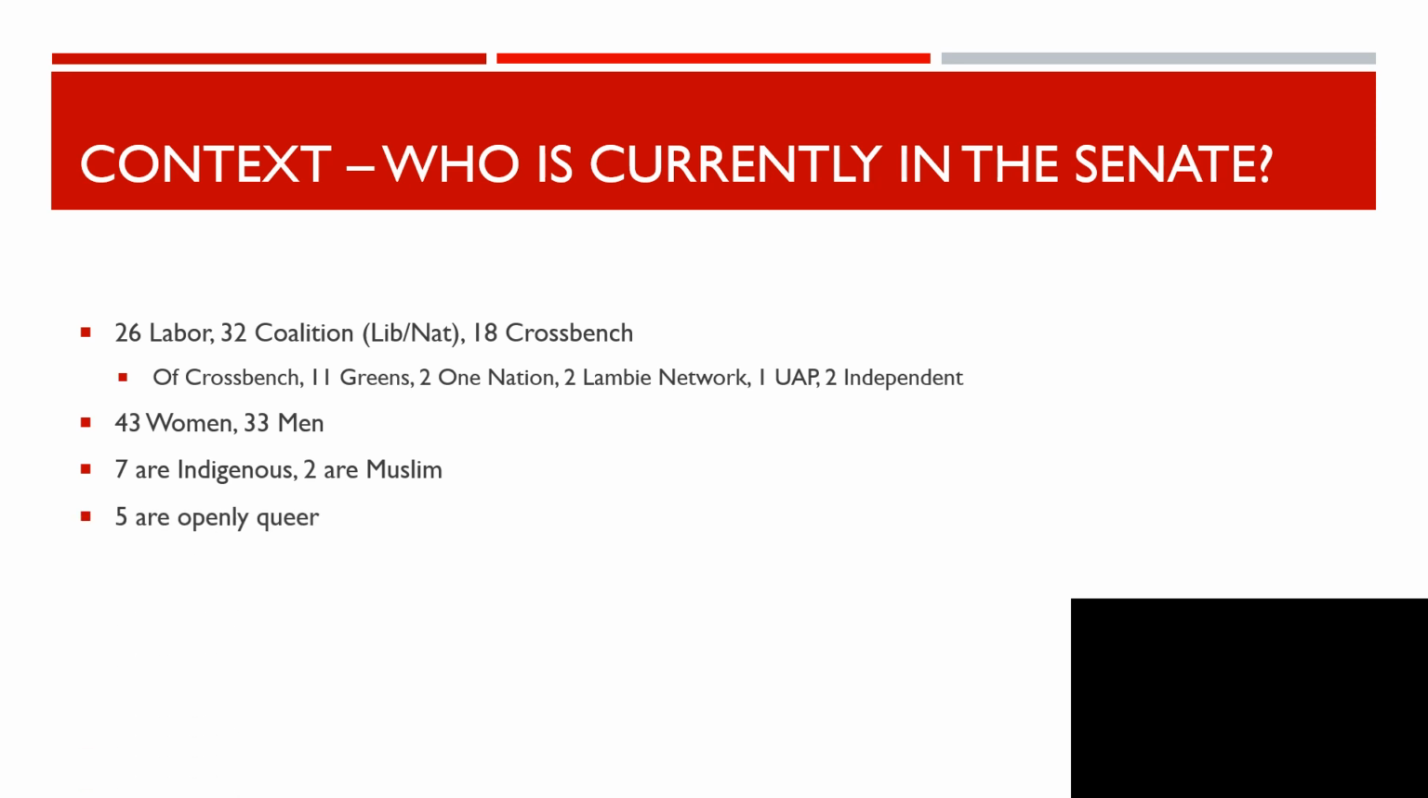There are 5 openly queer senators. This is also slightly smaller than the broader population. And there are 2 senators under 30, which is incredibly smaller than the broader population, where about 20% of voters are under 30, and there are only 11 senators under 40, compared to 40% of the broader population in the voting age who are under 40.